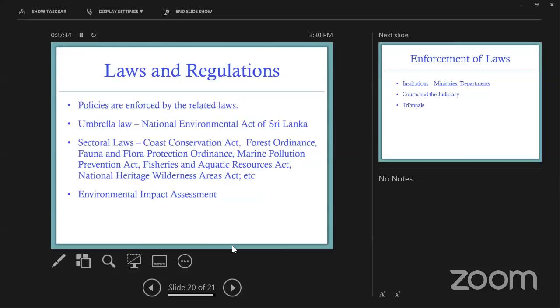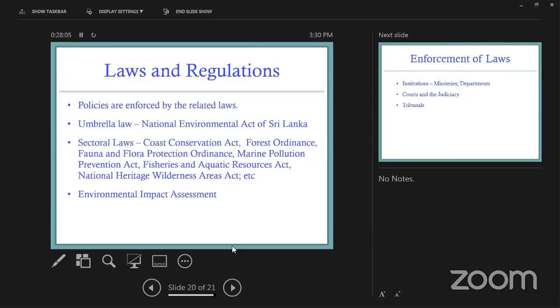So policies obviously have to be enforced by the related laws. We have your umbrella law, the National Environmental Act of 1988. It has been amended a couple of times. Then we have a range of sectoral laws: the Coast Conservation Act, and the Forest Ordinance, which is very old, from British times. The Forest Ordinance actually brought in a command and control system which had not traditionally prevailed.